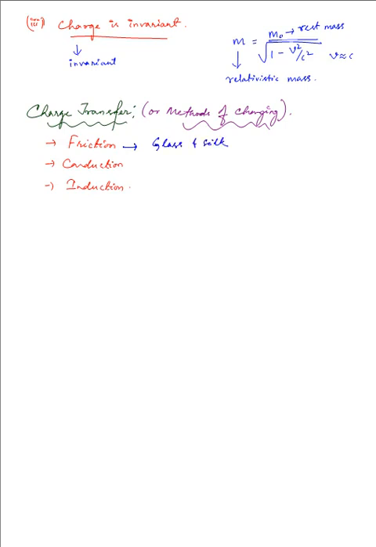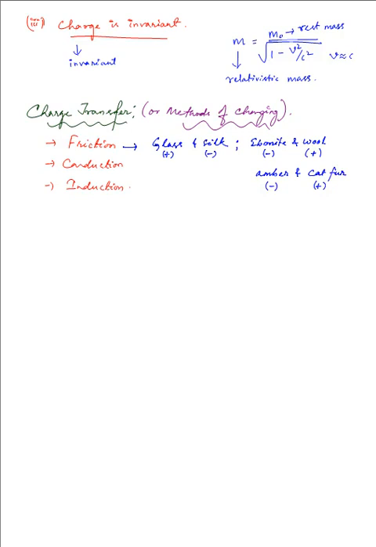So friction, we have discussed a few objects as examples, like the case of glass and silk, in which glass obtains the positive charge and silk obtains the negative charge. We also have the case of ebonite and wool. Wool here takes up the negative charge, and ebonite takes the positive charge, while in the case of amber and cat fur, cat fur takes up the positive charge, and amber takes up the negative charge.